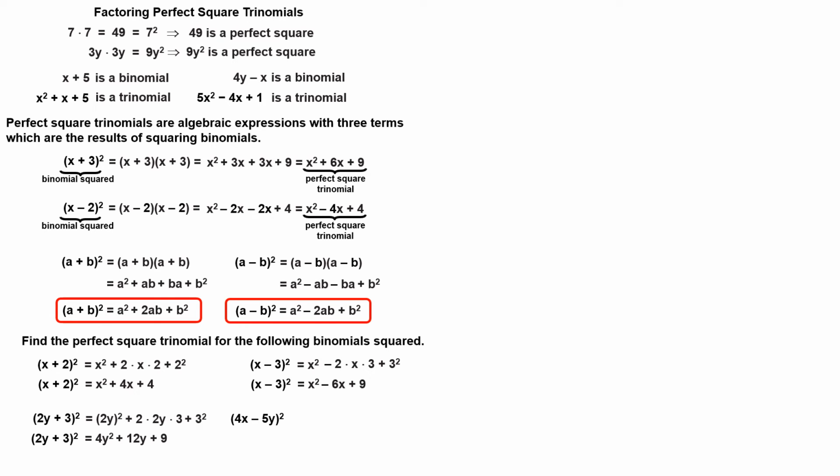Step 1. Square the first term. Step 2. Subtract twice the product of the first and last terms. Step 3. Add on the square of the last term.